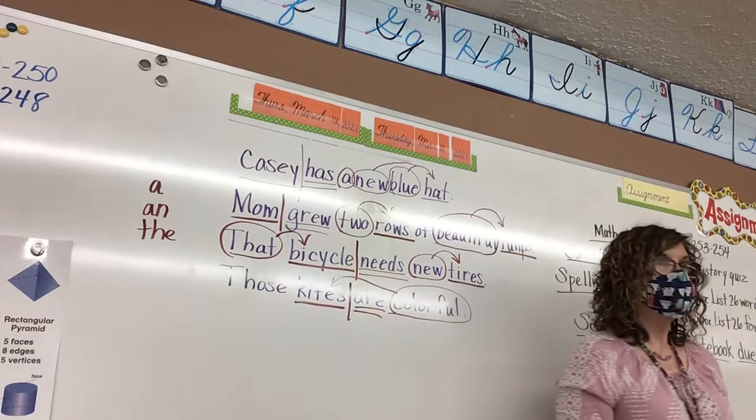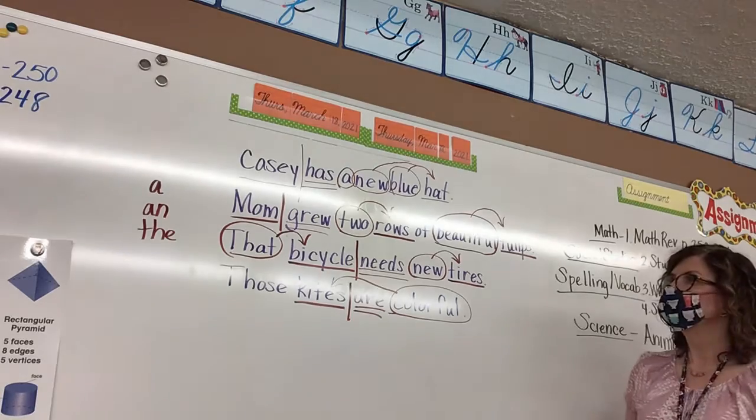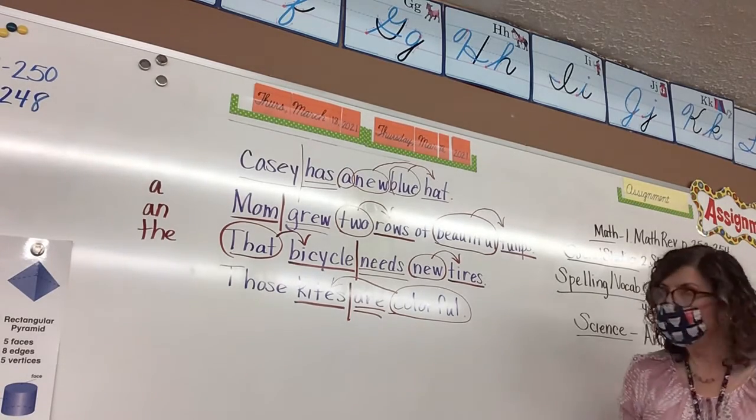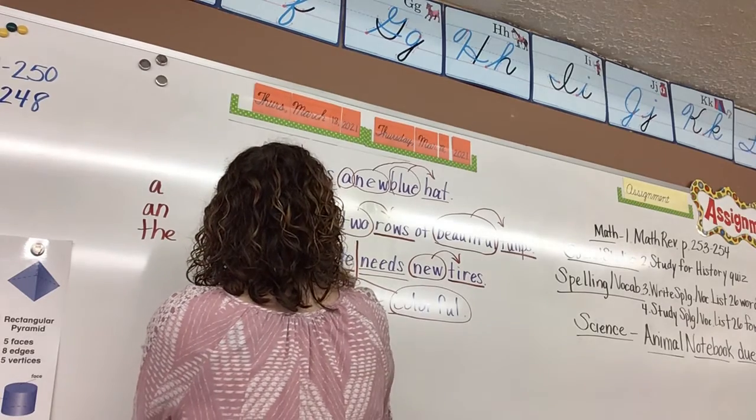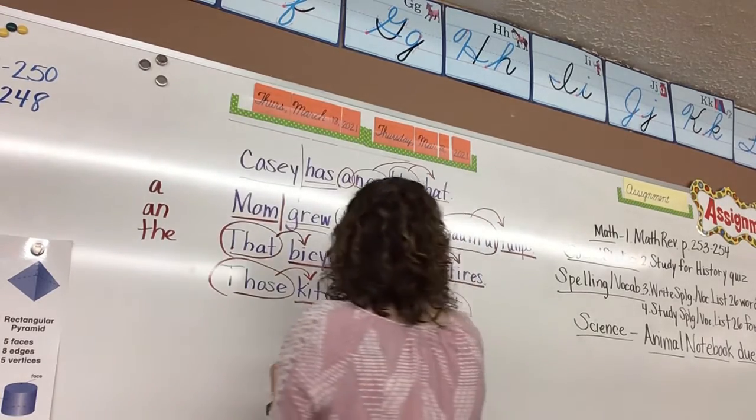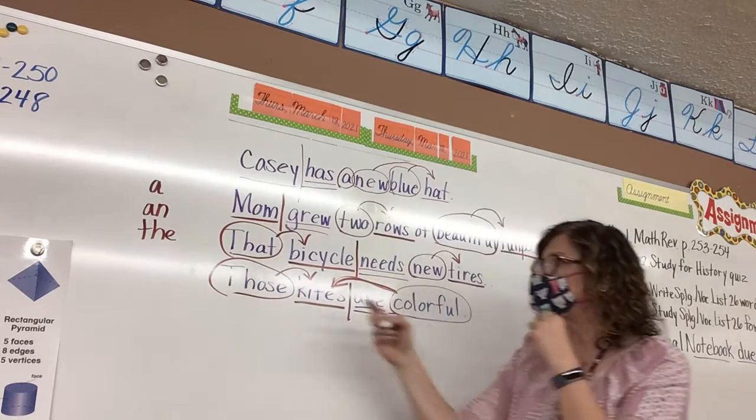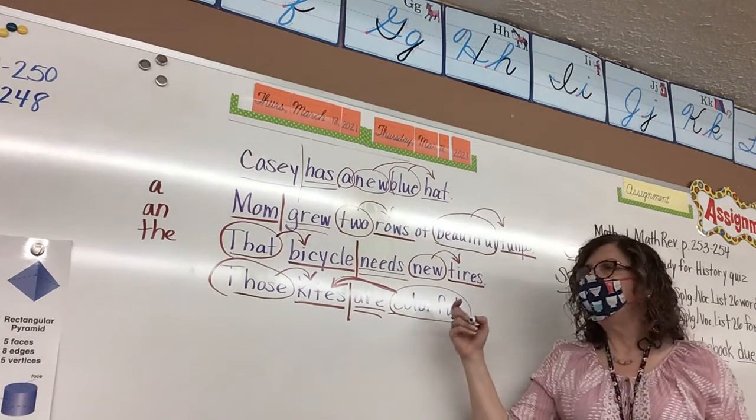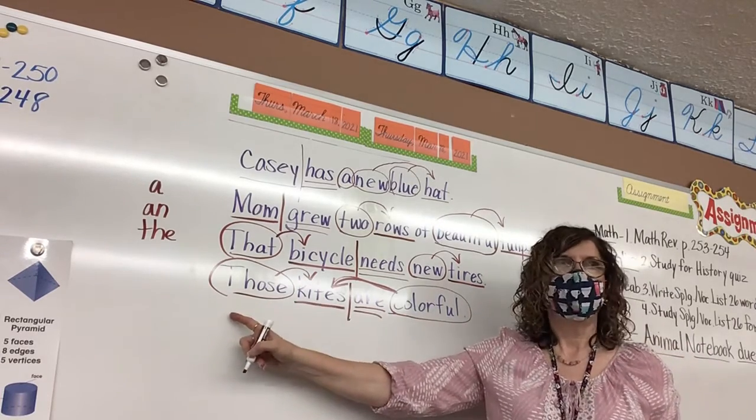Is there anything else describing kites? Somebody else who has an answer, Jeep? Those. And what question does those answer, everybody? Which one? Another which one. So we have colorful coming back to kites, and we have those going to kites. So this is called a predicate adjective. This one would not be a predicate adjective.